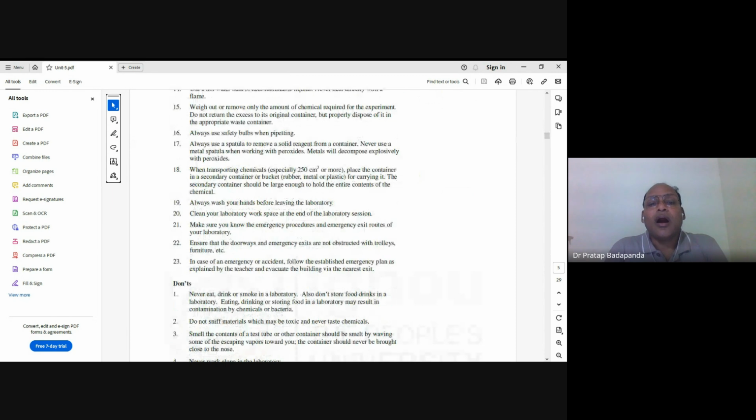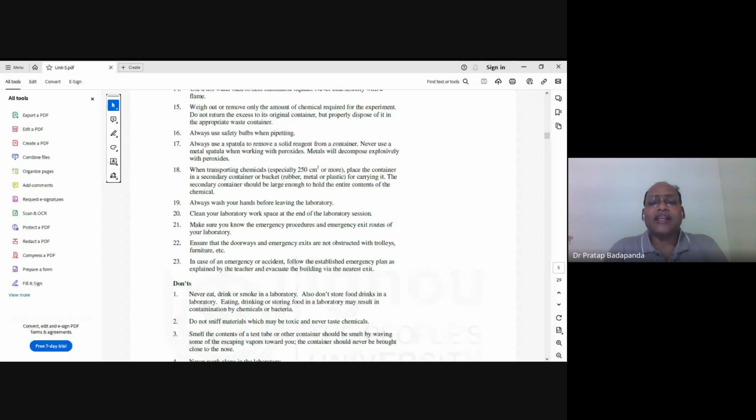Always use a spatula to remove a solid reagent from the container. Sometimes we use our hand, I have seen that. Don't do that. You have to use a spatula to take any solid reagent. Then never use a metal spatula when working with peroxide. If you work with peroxide using a metal spatula, oxidation reactions will occur, which are highly exothermic and may create a dangerous condition.